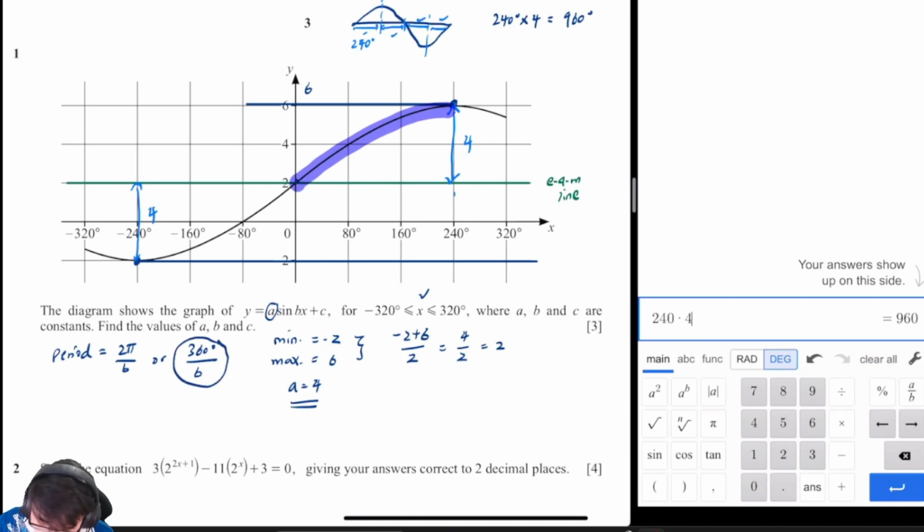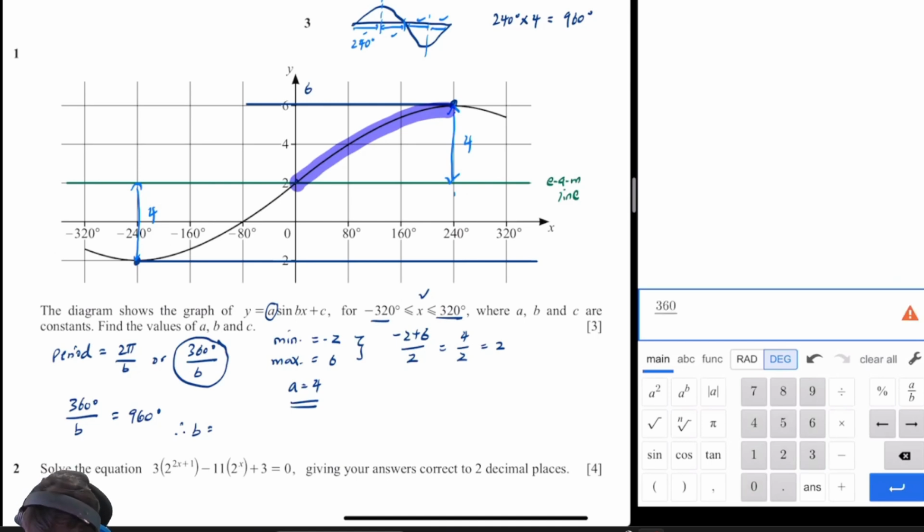So just use the formula here, 360 over b. Note that you will have to use degrees because the given domain is also in degrees. So 360 over b is equivalent to 960. Therefore, b will be 360 divided by 960. Can you convert this to a fraction? 3 over 8. So that is for a and b.